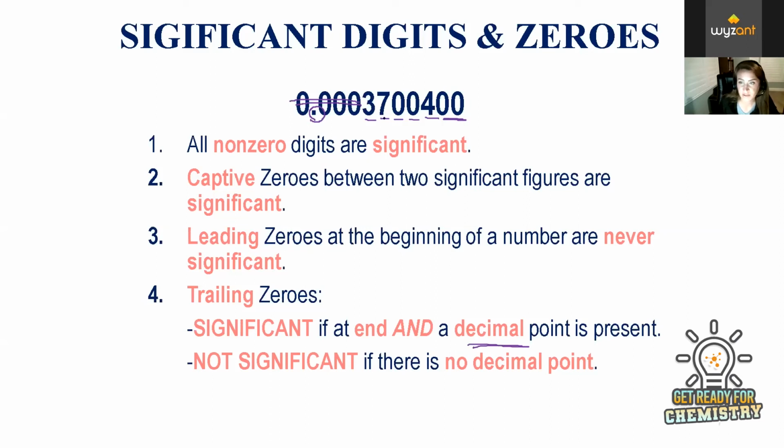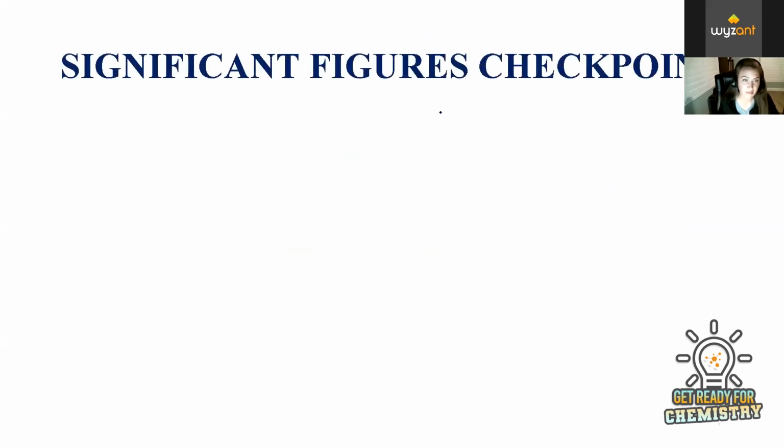So in this number, obviously the non-zero digits are significant. The captive zeros are significant. And then the trailing zeros in this particular number are significant because there is a decimal somewhere in the number, but none of the leading zeros are ever significant. So this number has 1, 2, 3, 4, 5, 6, 7 significant digits. So that's the goal at first, is to count how many sig figs are in a number.